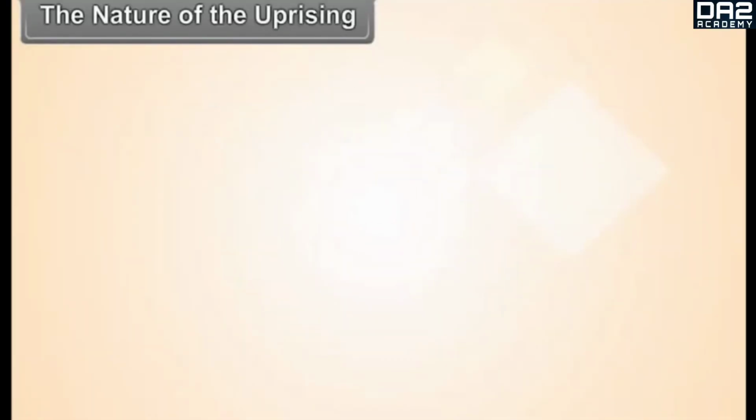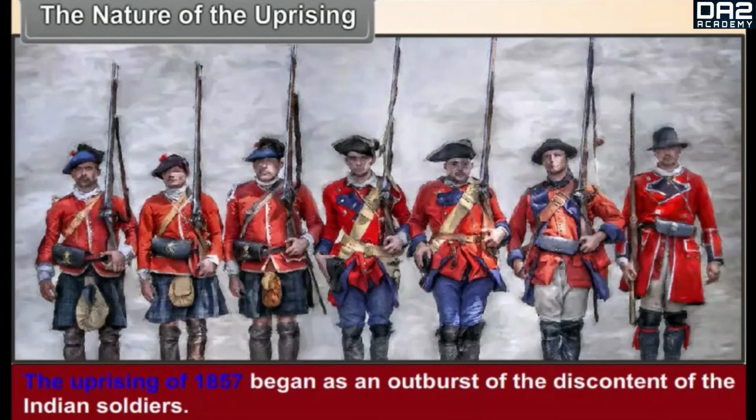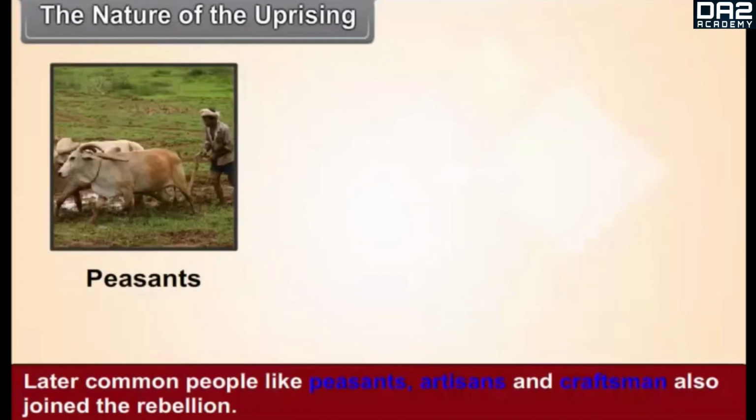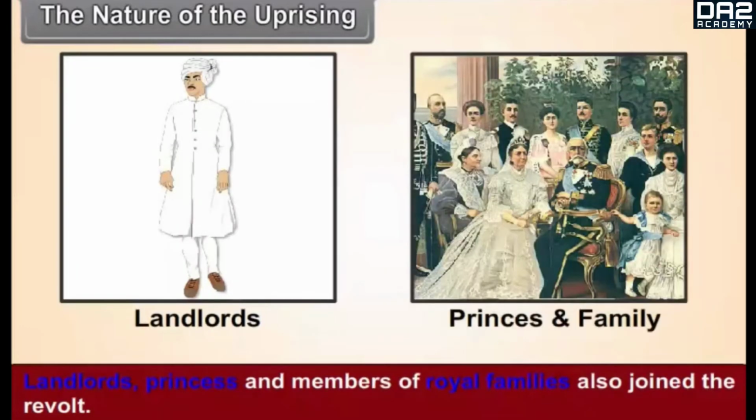The nature of the uprising. The uprising of 1857 began as an outburst of the discontent of the Indian soldiers. Later, common people like peasants, artisans and craftsmen also joined the rebellion. Landlords, princes and members of royal families also joined the revolt.